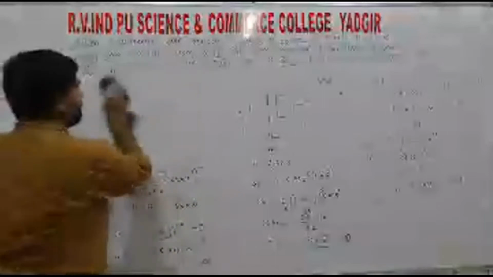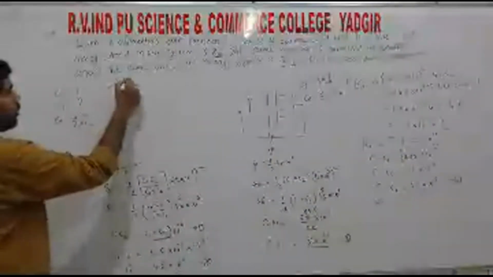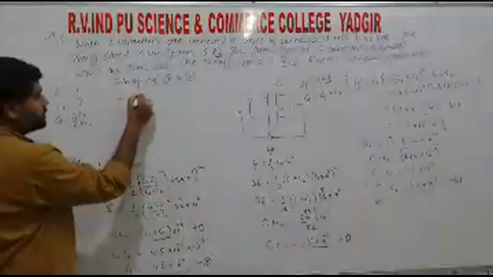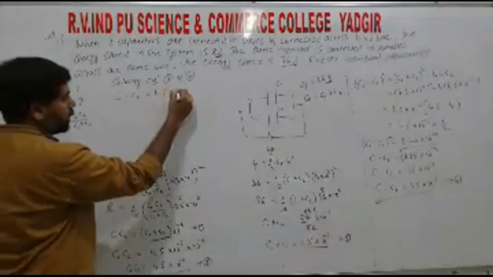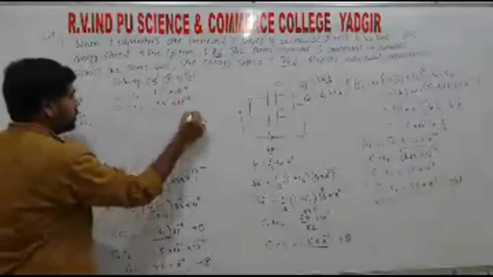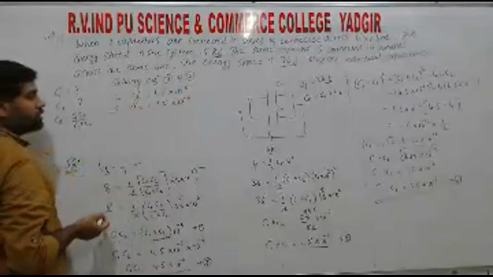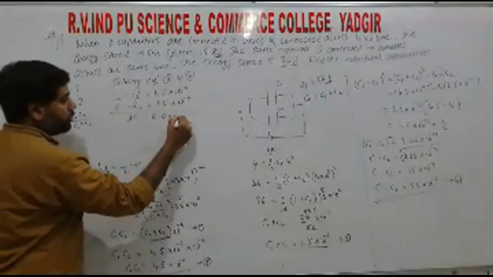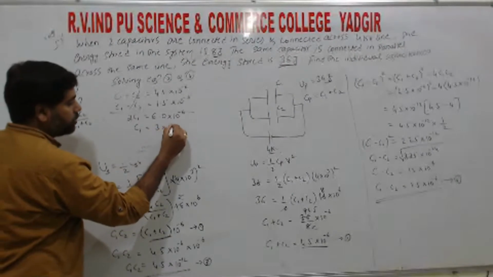Right? So by solving equations 2 and 4, here we have C1 plus C2, here we have C1 minus C2, right? So if we simplify those two equations, we get C1 and C2. So solving equation 2 and 4, right? So C1 plus C2 is equal to 4.5 into 10 to the power of minus 6, C1 minus C2 is equal to 1.5 into 10 to the power of minus 6. So if we add these two relations, C2 gets cancelled. 2C1 is equal to 6 into 10 to the power of minus 6. So C1 is equal to 3 into 10 to the power of minus 6.